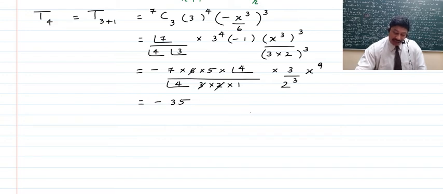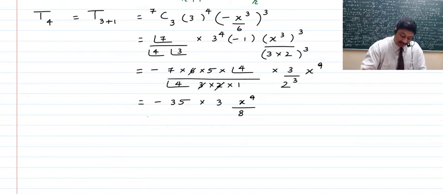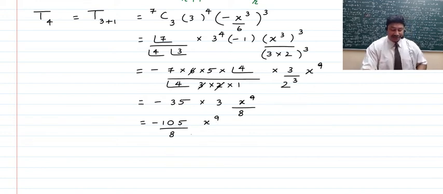Now we have here 3 times x raised to the power 9, which is also going to be divided by 2 raised to the power 3, which is 8, right? And that is about all that we had in this term. So now further we multiply 35 with 3: 3 fives are 15, 1 remainder, 3 threes are 9, plus 1 is 10, so that becomes equal to minus 105 divided by 8 times x raised to the power 9, and that, children, will become the middle term, right?